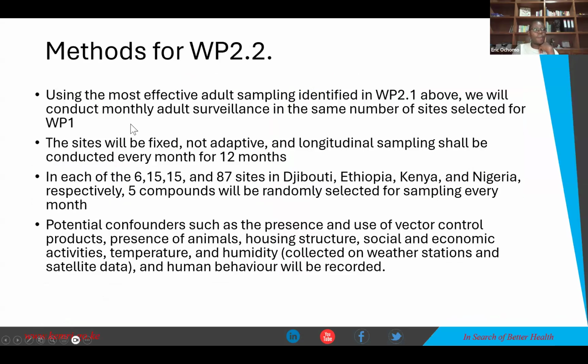And then for work package 2.2, once we have the ideal method, we'll continue to conduct longitudinal sampling for 12 months, collecting adults, recording all potential confounders, and trying to use that data to incriminate and figure out how important a vector stephensi is.